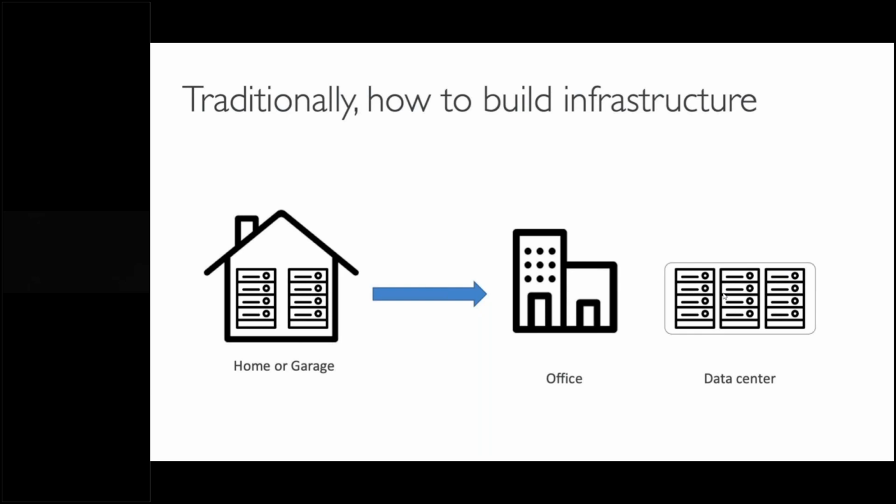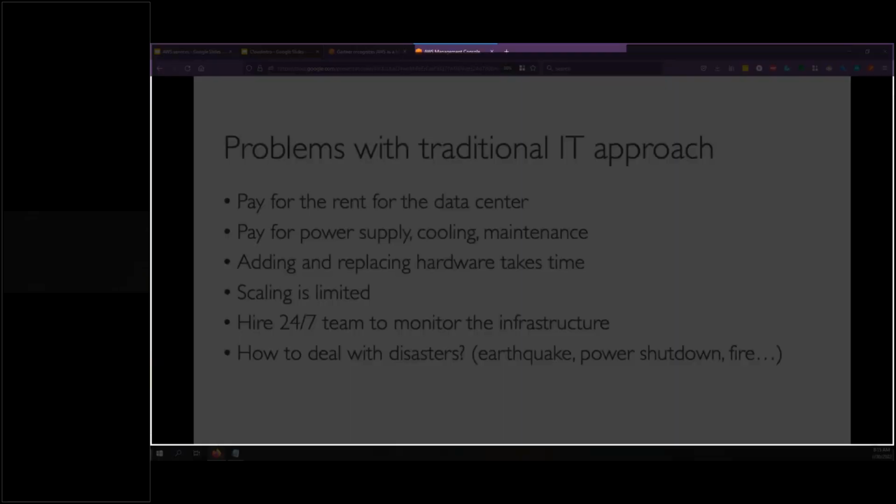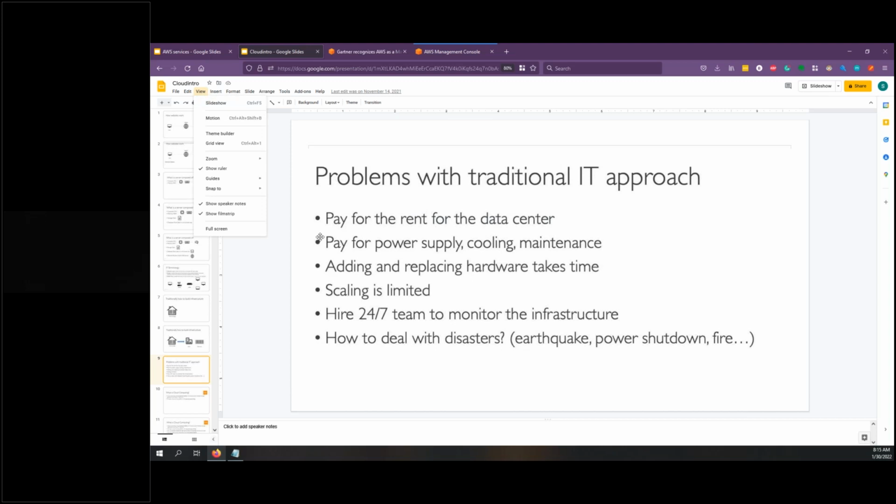Later, let's move to the cloud and see how the cloud helps in solving the different issues that you face in the data center. So first, if you look at the traditional IT approach, the problems are that you need to pay rent for the data center where your servers and applications are running, and you need to pay for power supply, cooling, and maintenance. You need a team to always monitor the infrastructure. If something goes wrong, they need to be there to fix it and keep your application up and running. You also need to deal with disasters. These are the normal problems in the traditional approach.